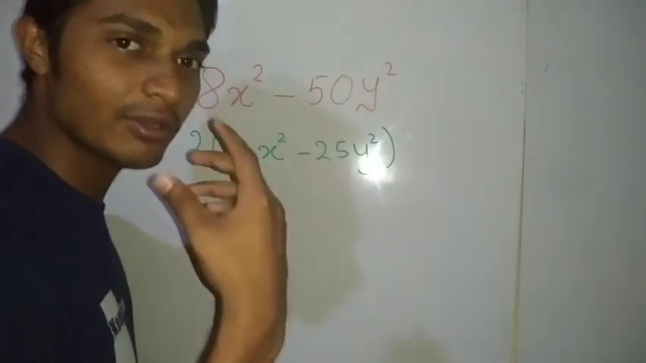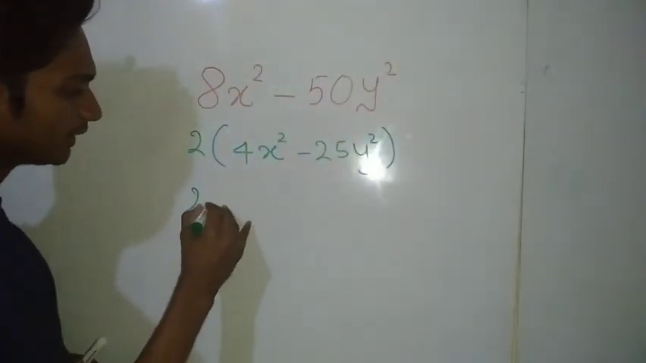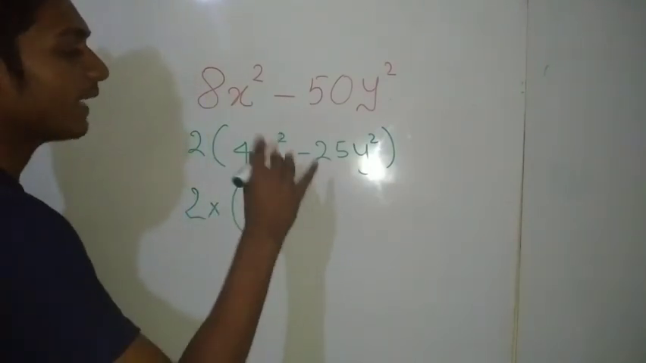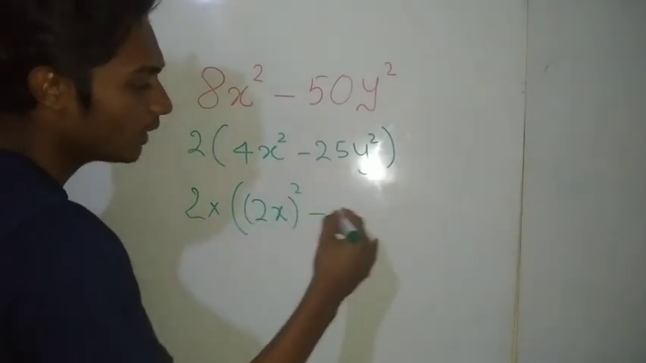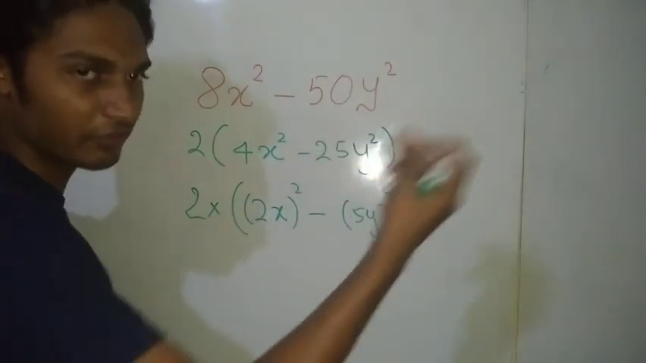Now what? Now it's a difference of 2 squares, right? So 2 into 4 can be written as 2 squared and x squared. So inside a common bracket you can write this as 2x whole squared minus 5y whole thing squared, because you know that 5 squared is 25.